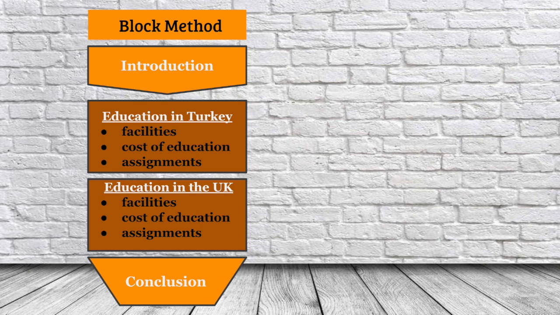points related to it. It then moves on to the next item and looks at the same points in the same order. So, in our example, the first body paragraph is going to be about education in Turkey. And we'll talk about 3 points: facilities, cost of education, and assignments. The second body paragraph will talk about the same points, but this time we'll compare and contrast them with the education in the UK.